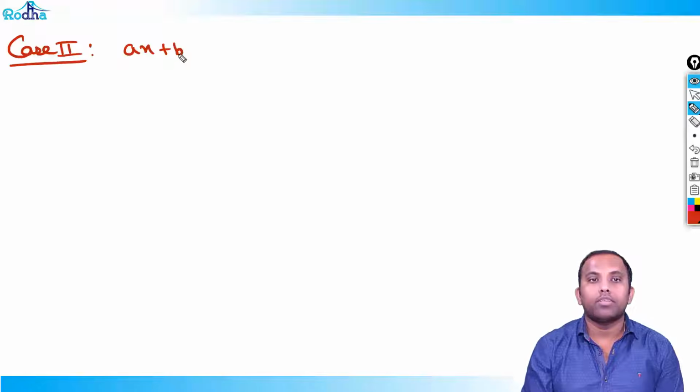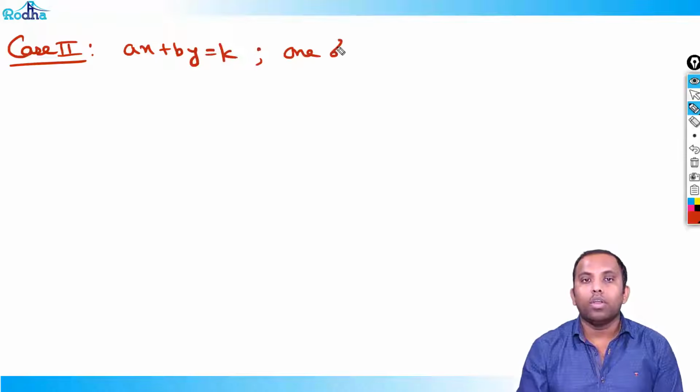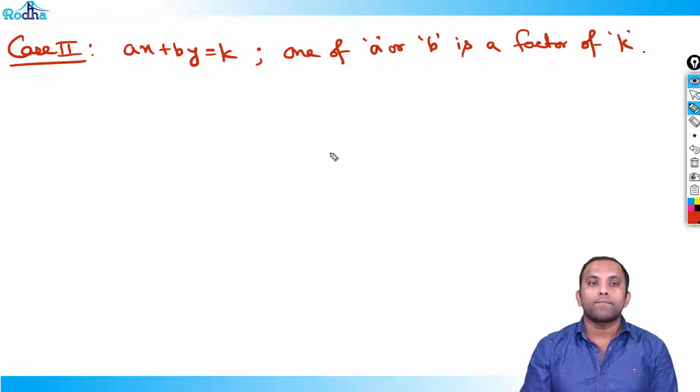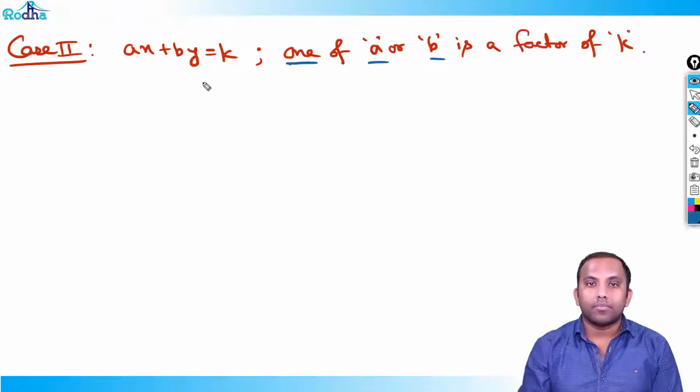AX plus BY is equal to K, and one of A or B is a factor of K, right? So in this case, how many solutions? One of A or B is a factor of K. How many solutions here? So in this case, see, again same thing.